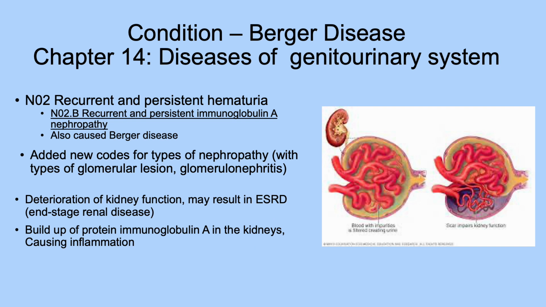So let's move on to genitourinary system. N02, recurrent and persistent hematuria, had a code added under that, N02.B, recurrent and persistent immunoglobulin A nephropathy. Immunoglobulin A is a protein that builds up in the kidneys and can cause inflammation. So under this, they also added new codes for the type of nephropathy with types of glomerular lesion, glomerulonephritis. So lots of new codes in this section too, so very, very specific.